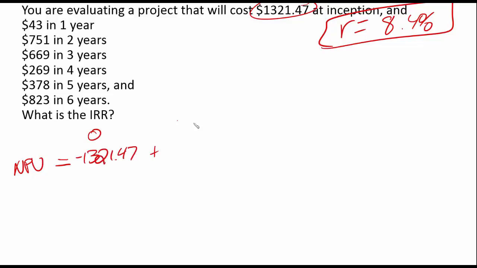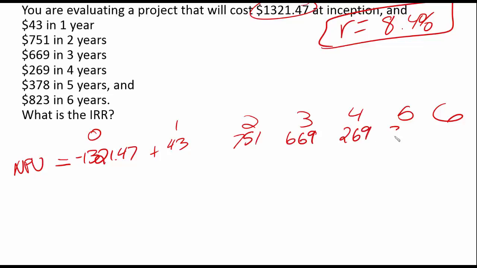1321.47, and then we're adding on to that all of the cash flows that come out at later time periods. Okay, so we have 43, 751, 669, 269, 378, and 823. And underneath that is that we are discounting that.